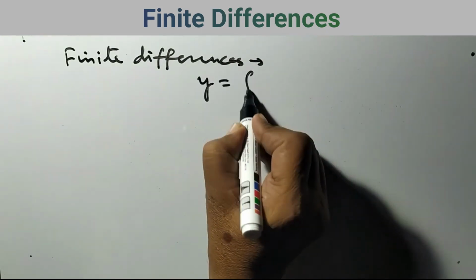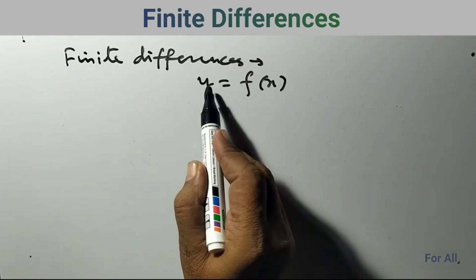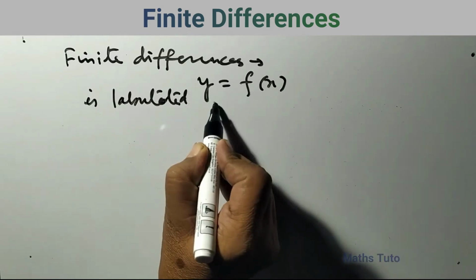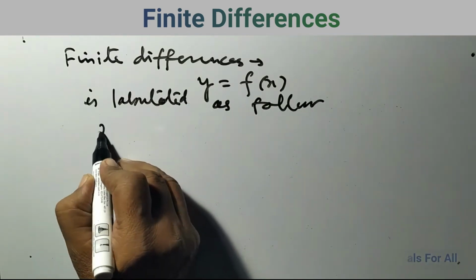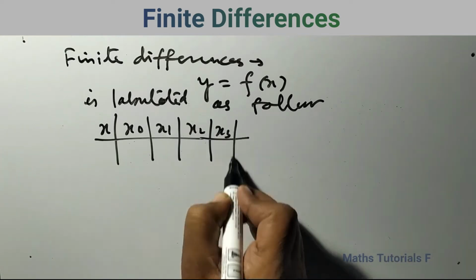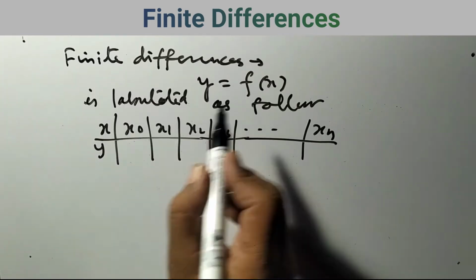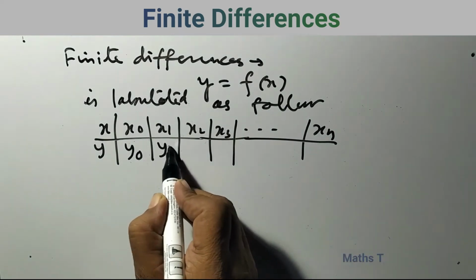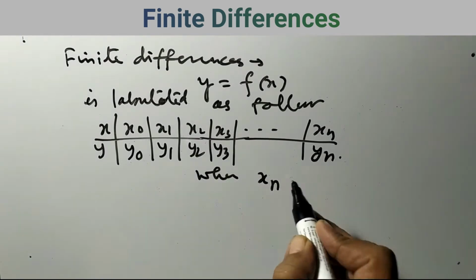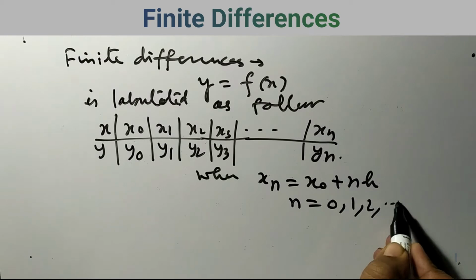suppose that y is a function of x. That means variable x is independent and y depends upon the rule f, and we get the result y tabulated as follows. x equal to x0, x1, x2, x3 up to xn, and the value of y for x equal to x0 is f(x0), that means y equal to y0, y1, y2, y3 and yn, where xn equal to x0 plus nh and n is equal to 0, 1, 2, 3, 4 up to n.